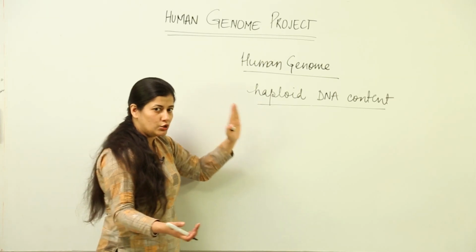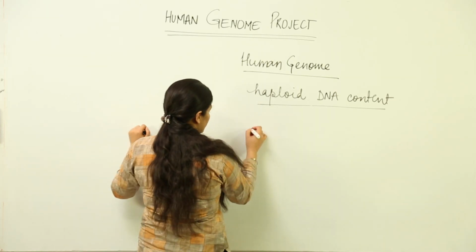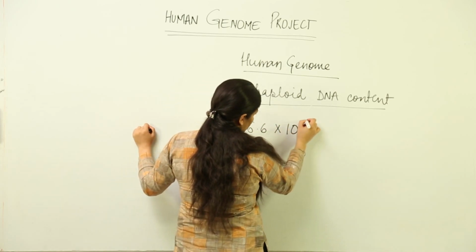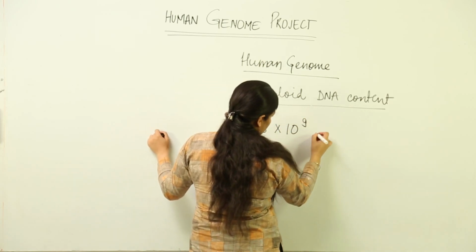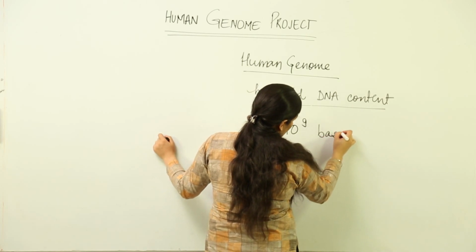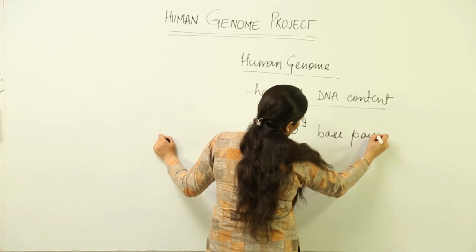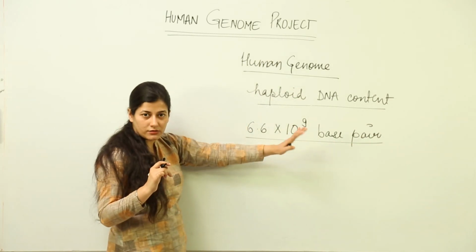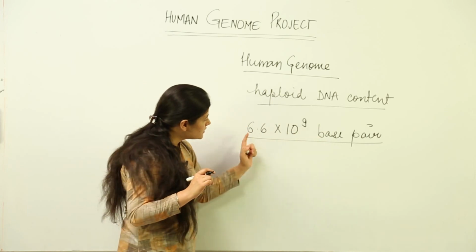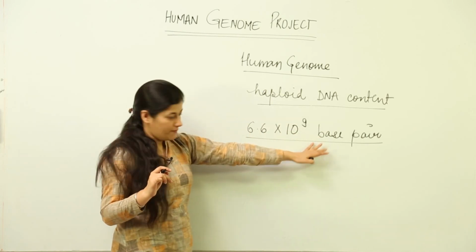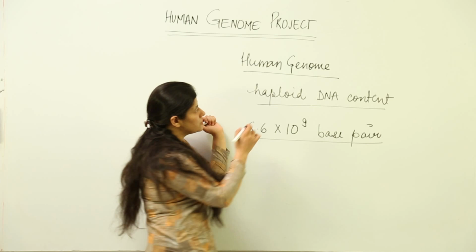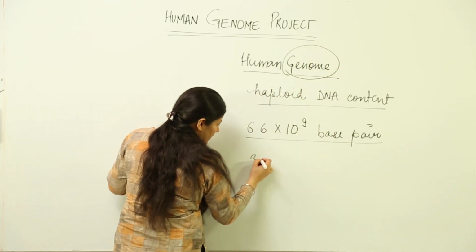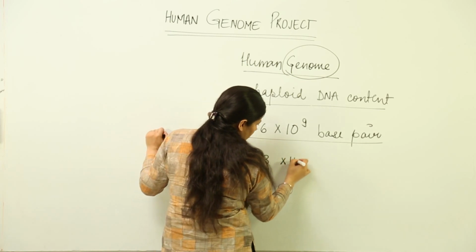Now, you know that humans have how many base pairs? They have 6.6 into 10 power 9, that is 6.6 billion base pairs in their entire chromosomal composition. If the DNA is to be spread out and counted, how many base pairs are there? It is 6.6 into 10 power 9 base pairs. And as we are talking about the genome, we will seek 3.3 into 10 power 9 base pairs.